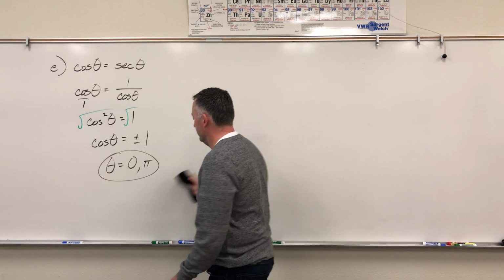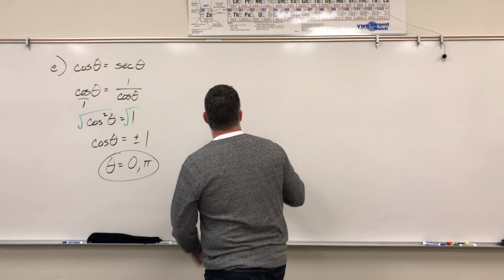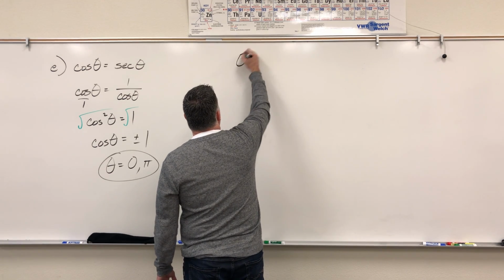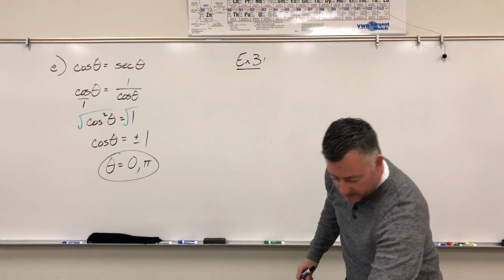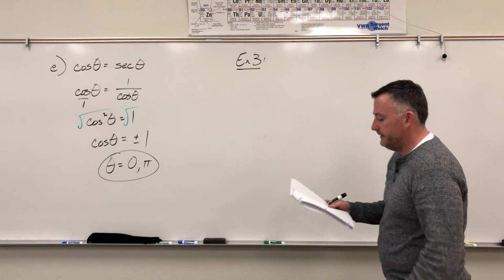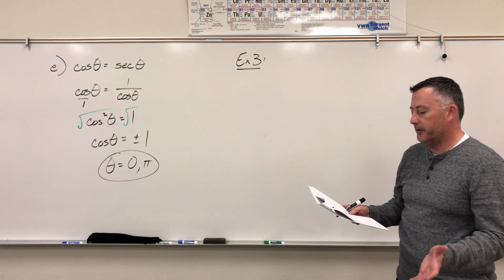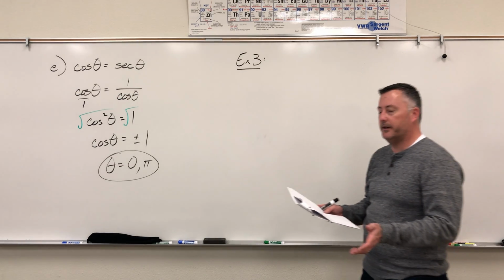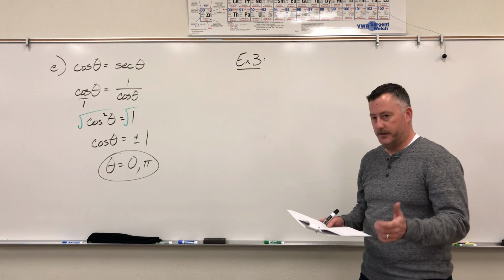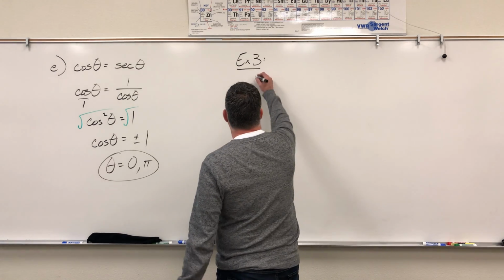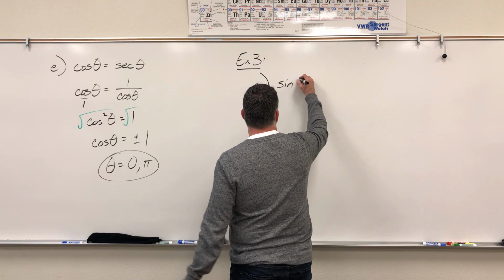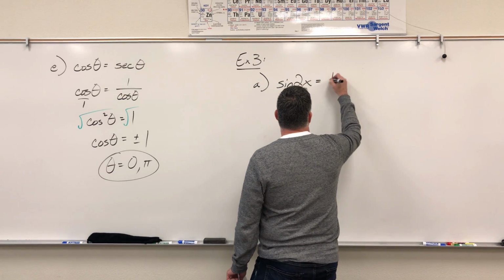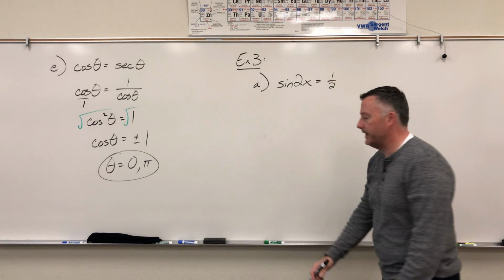So let's move on to example 3. And these, there's only going to be the one trig function in there, but it's going to have something a little bit different than the others. So sine of 2x is equal to a half.